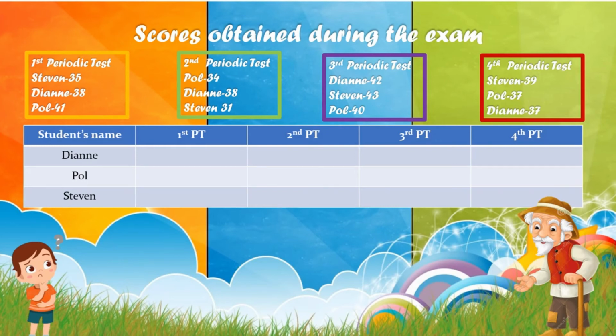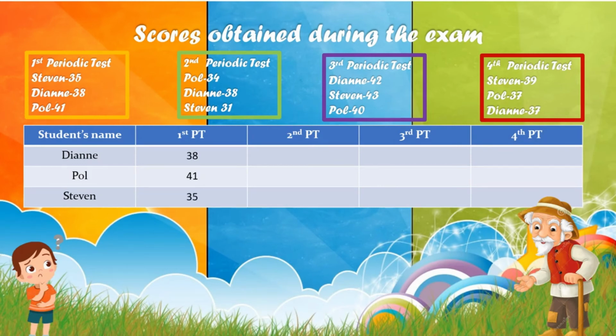What was the score of Diane in the first periodic test? Very good. It is 38. How about Paul? Oh yes, that's true. It's 41. How about Steven? Very good. It is 35. Let us go to second periodic test.